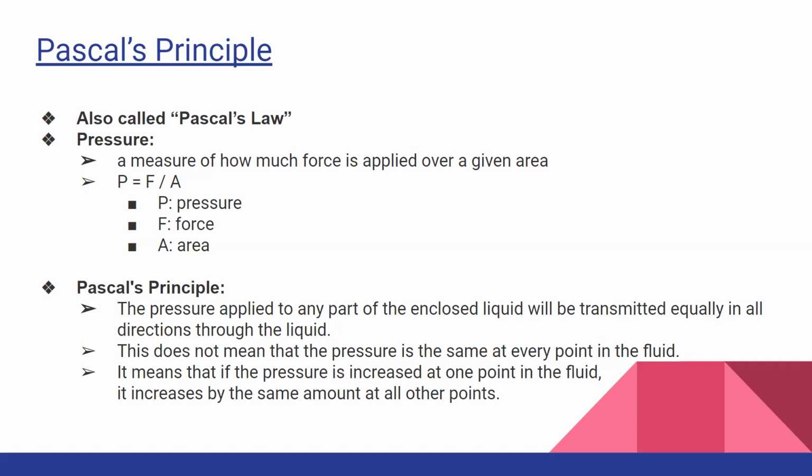The pressure applied to any part of the enclosed liquid will be transmitted equally in all directions throughout the liquid. So for example, let's say I have a bottle and I open it and then apply pressure to the top layer of water. Any force that creates pressure, the pressure exerted on the fluid will spread out evenly through all the water in the bottle. It doesn't matter what the bottle shape is. So that's a way to see it.